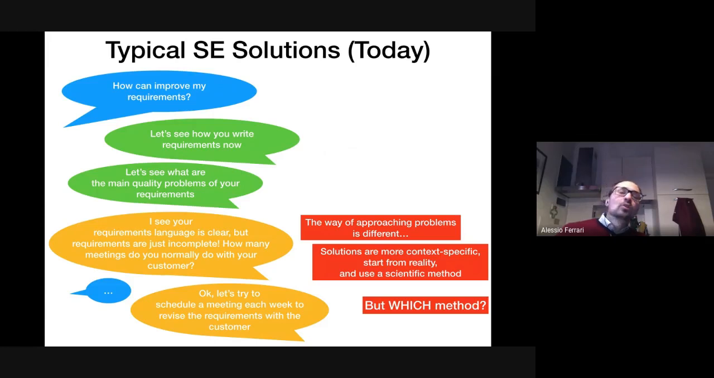So let's meet with the customer each week to revise the requirements, to interact with the customer more frequently, because he will change his mind, and also the reality will change. Because dynamism is one of the most typical aspects of software engineering, and you have to take into account that you always have to continuously interact with people. So the way of approaching the problem is different, but you have to consider that in this example, I am always speaking about an interaction with a specific customer.